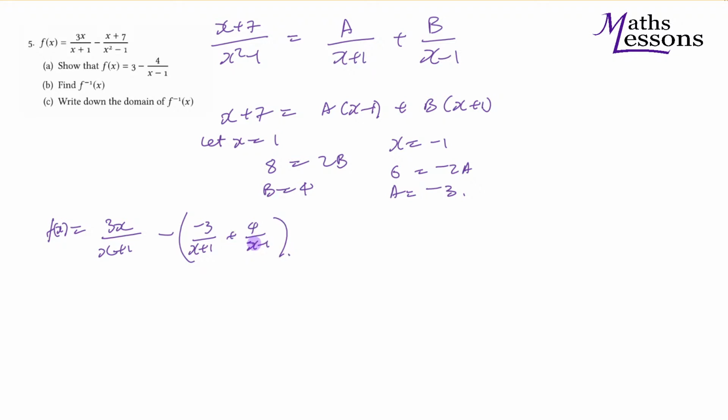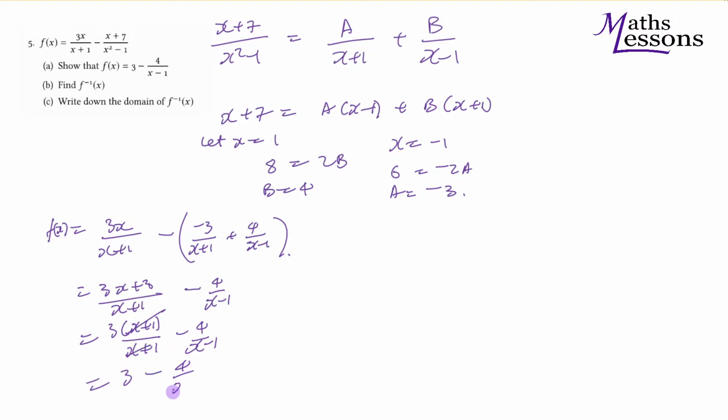And then we can combine this with this to get 3x plus 3, because you've got minus and minus, over x plus 1. And then we've got minus plus, that's a minus 4 over x minus 1. This is just equal to 3 times x plus 1 over x plus 1 minus 4 over x minus 1. This cancels to leave us 3 minus 4 over x minus 1.